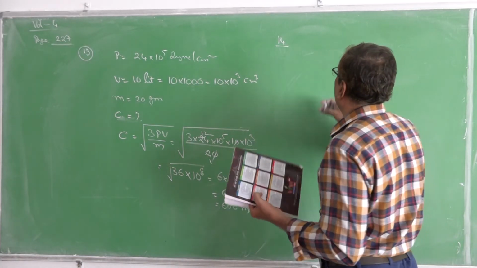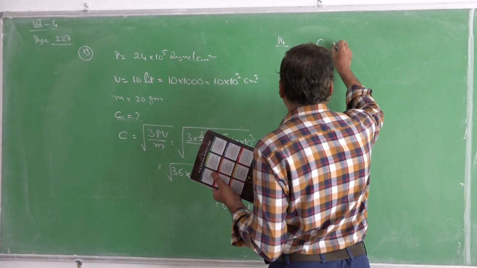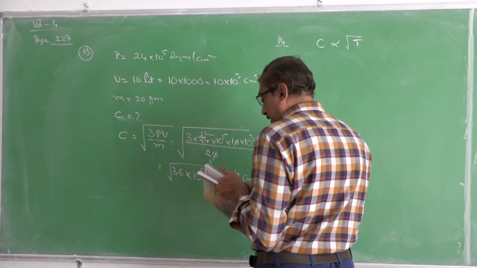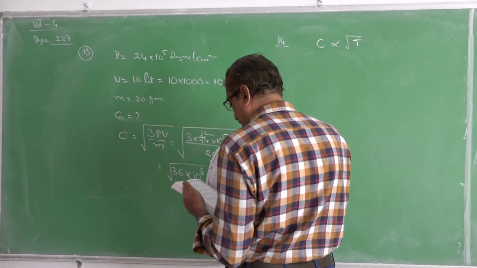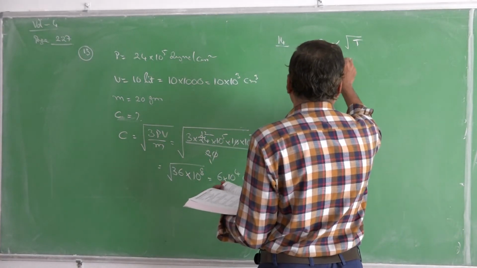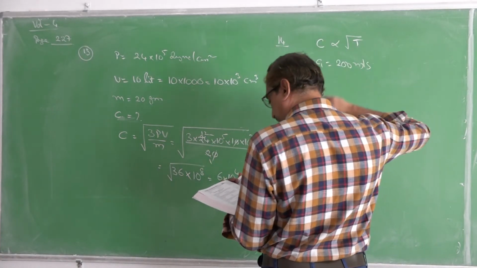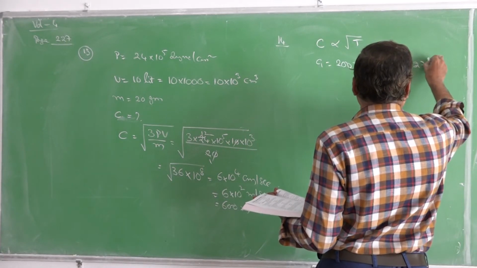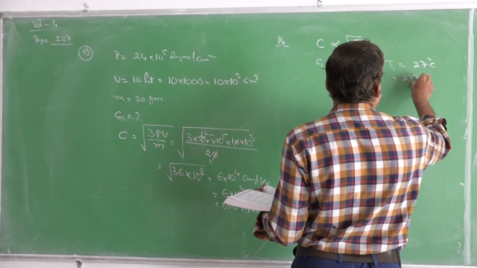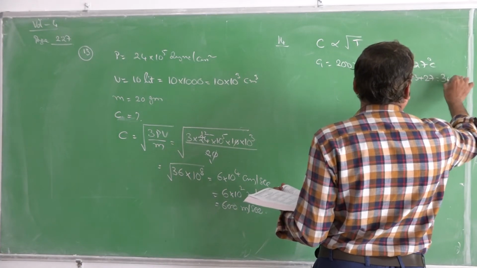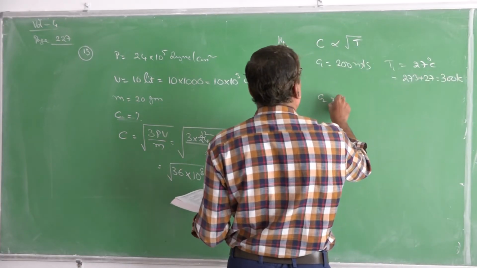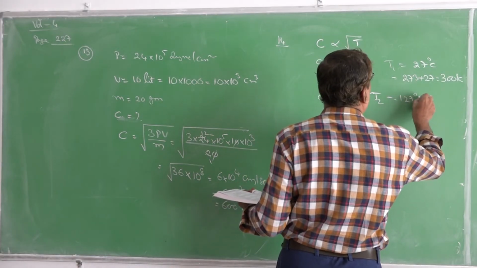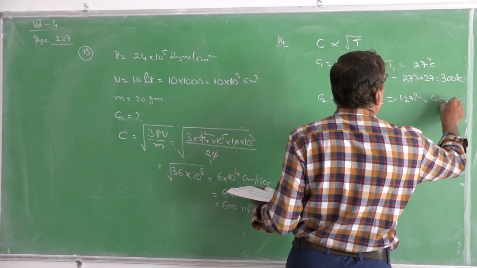Okay, the RMS velocity C is proportional to root T. Now here in this problem, C1 is given as 200 meter per second and the temperature T1 is 27 degrees centigrade, that is 300 K. Now find C2 when T2 is 127 degrees centigrade. That means plus 100, that means 400 K.